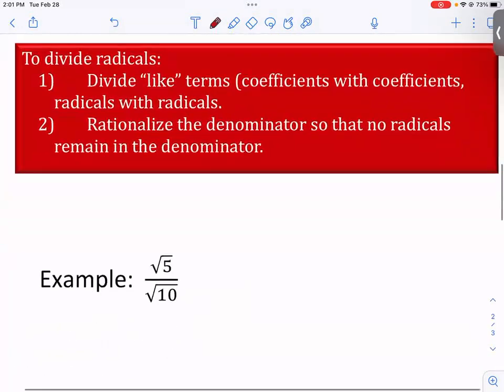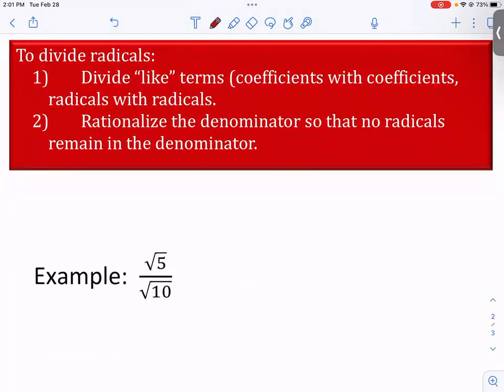When we divide, we cannot leave a radical in the denominator. So we need to do what's called rationalizing the denominator. A square root that is simplified is what is considered an irrational number. It cannot be in the denominator.